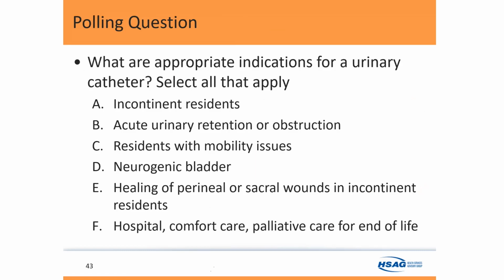So we've got incontinent residents. We've got residents that have acute urinary retention or obstruction. Those residents that lack some mobility and have some mobility issues. Those with neurogenic bladder. And those who have perineal or sacral wounds that are stage 3 or 4, where the resident's incontinent and they're trying to heal those wounds. And then finally, residents on hospice or comfort, palliative care for end of life. So select all that apply, and we'll keep this open. I see a lot of responses still coming in, so give it another 20, 30 seconds. Get your responses in, and then we'll go through the answers.